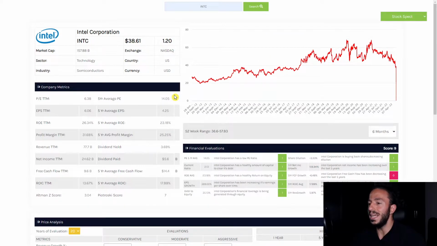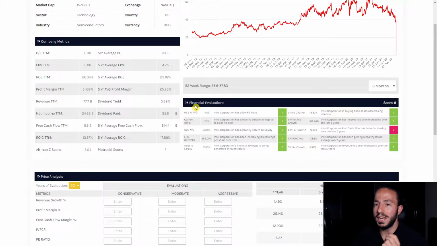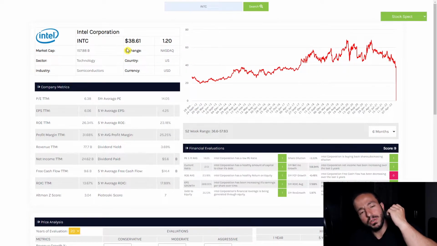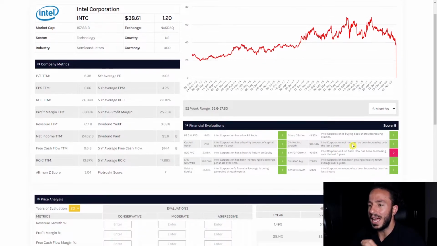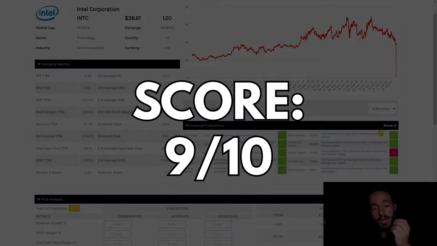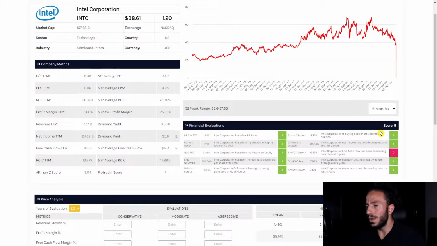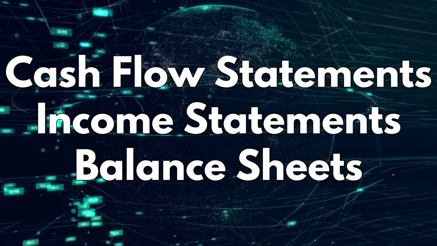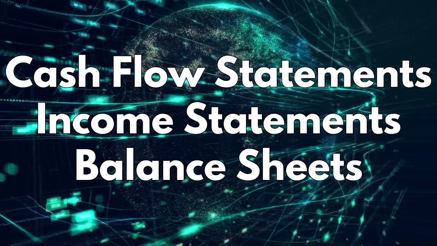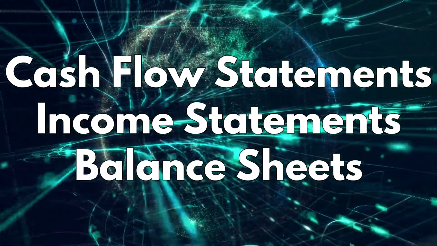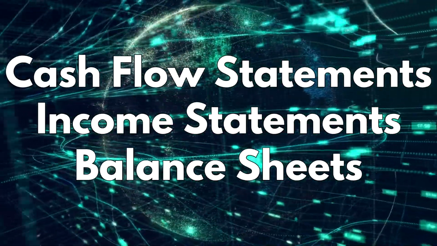So jumping in to Intel with my software, taking a look at the financial evaluations of this business. This business has hit a 52-week low, folks, hitting at 38.61. We are ranking this company a 9 out of 10. Now, what do those categories mean? These categories look at the income statements, the balance sheets, and the cash flow statements to grade this company out of 10. And where Intel lies is fairly high. So let's see what they're doing right and see what they're doing wrong.